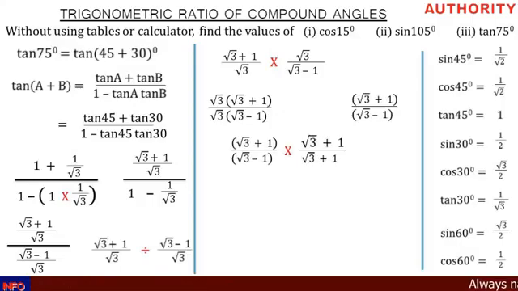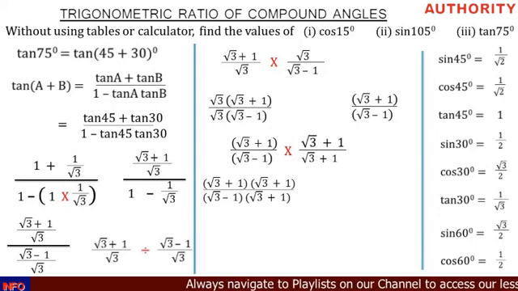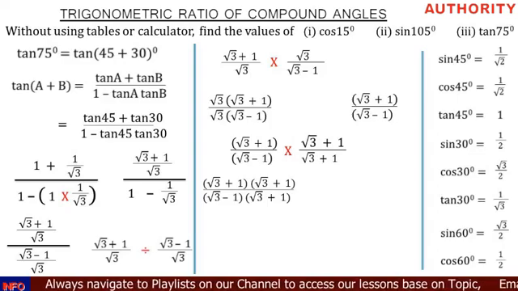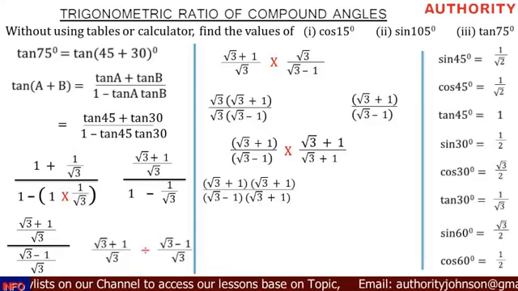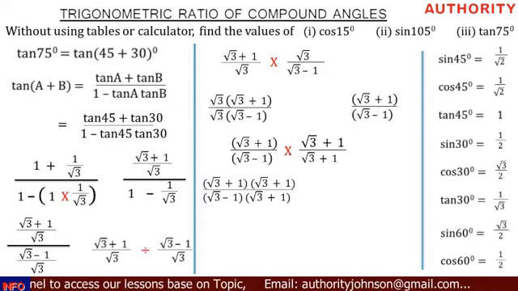So we're going to have (√3 + 1)/(√3 − 1) times the conjugate (√3 + 1)/(√3 + 1). Now let's multiply. In our numerator, we're going to have (√3 + 1) times (√3 + 1), all over (√3 − 1) times (√3 + 1). Okay. Now let's multiply properly in our numerator.